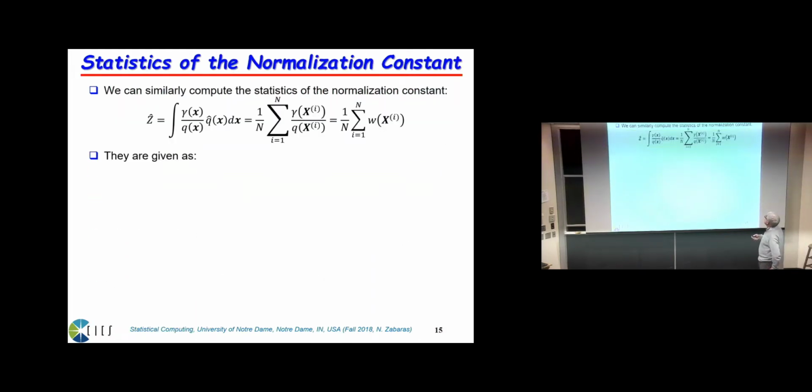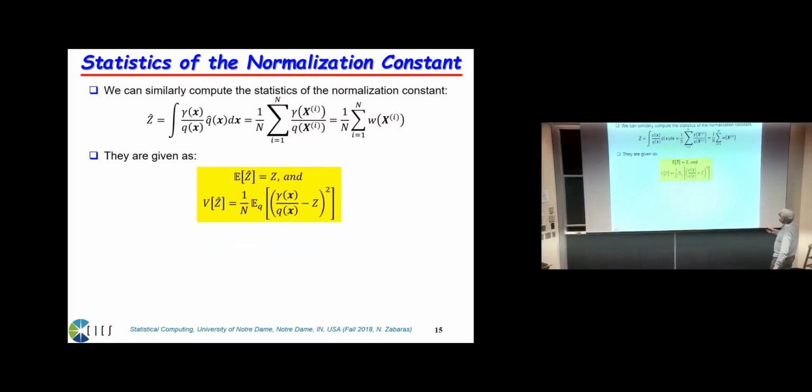All right, for the normalization factor, you can show that it's unbiased, so this estimate that I showed you before is unbiased, and the variance is given by this nice formula. Extremely powerful, because if you really want to calculate the model evidence and you want to have some error estimates, the error in the estimation of Z is already available in this nice formula.